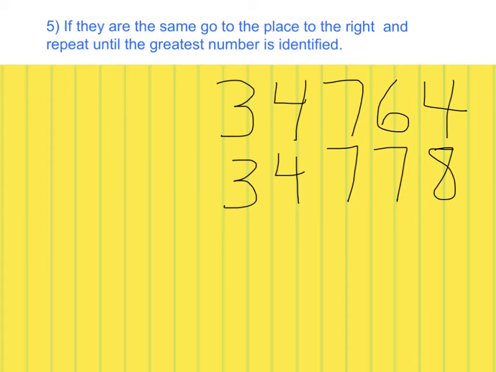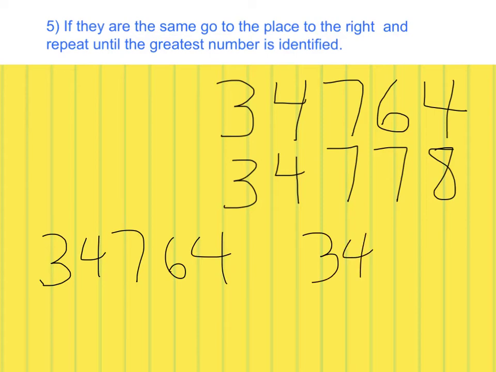Now to show the comparison, I'm going to write the two numbers over. 34,764, 34,778. And then to be able to put the right sign in, either the less than, greater than, or equal sign, I'm going to put one dot by my smaller number, and I'm going to put two dots by my larger number. And then I'm going to connect those dots. And I will always get the right sign if I do that.